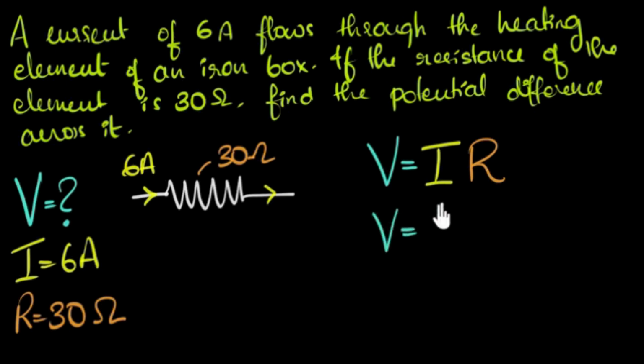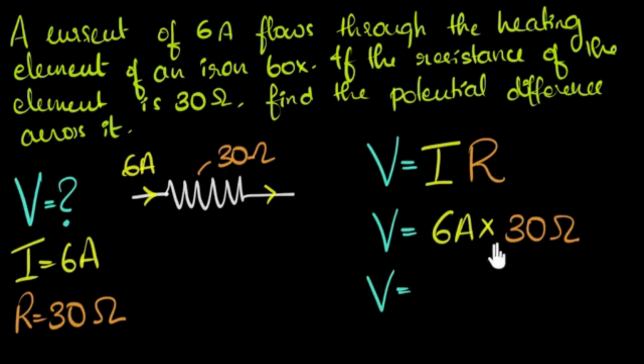So V is going to be I, that's 6 amps, times R, which is 30 ohms. So V is going to be 6 times 3, it's 180. The unit looks like ampere ohms. But if you look at it, ampere ohms is actually what volt is.